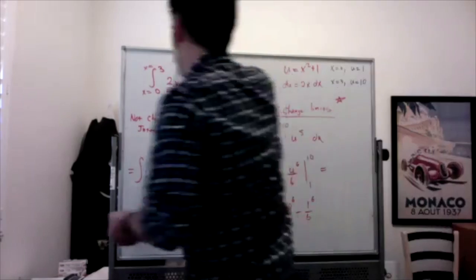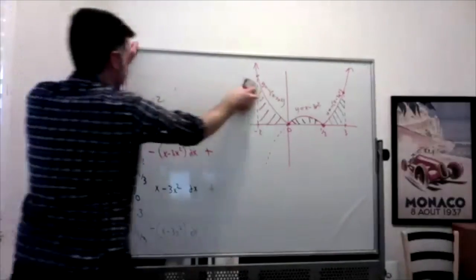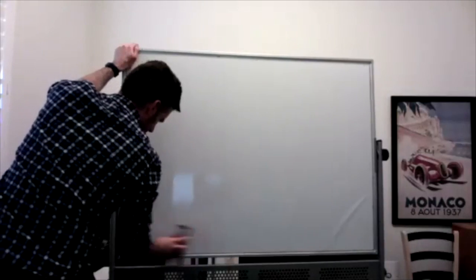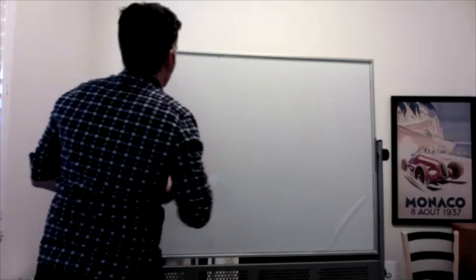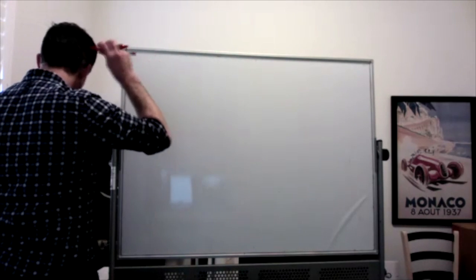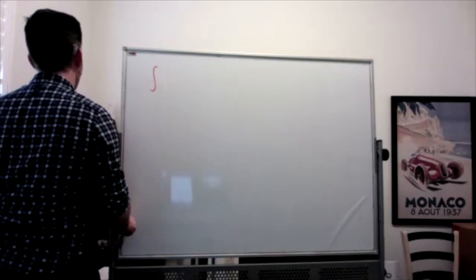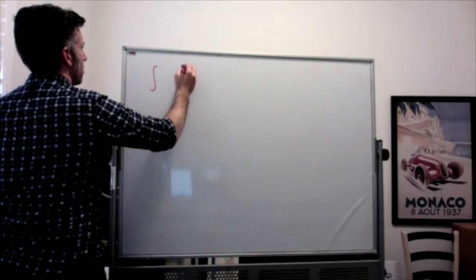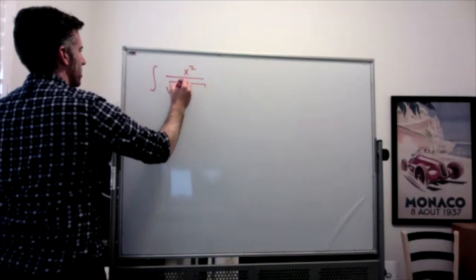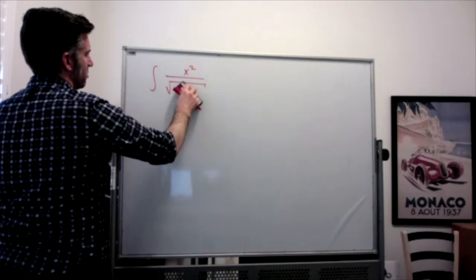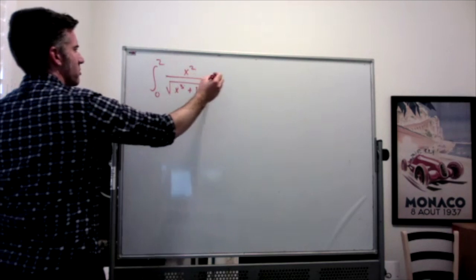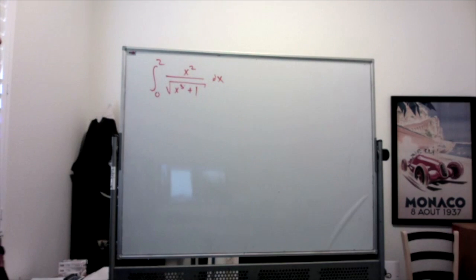Let's look at another example. Let's say we want to find the integral of x squared over the square root of x cubed plus 1 from 0 to 2. Yeah, that should not be too awful.